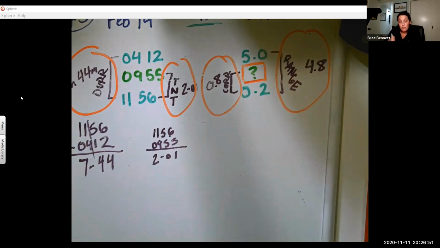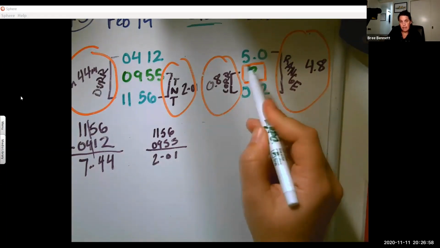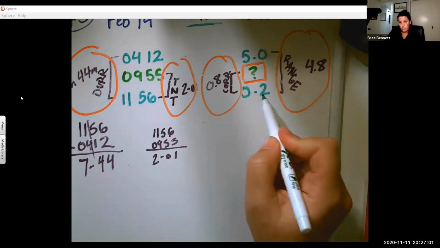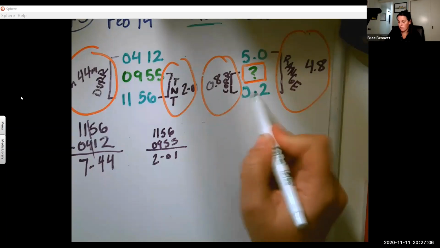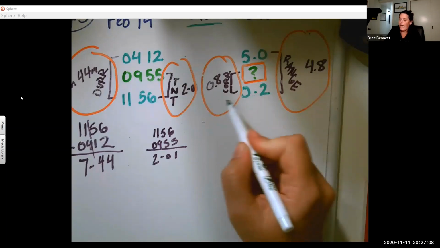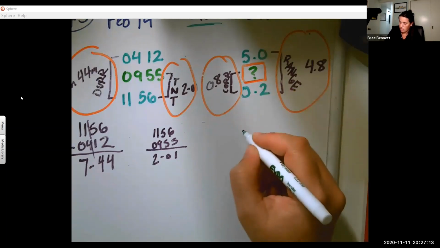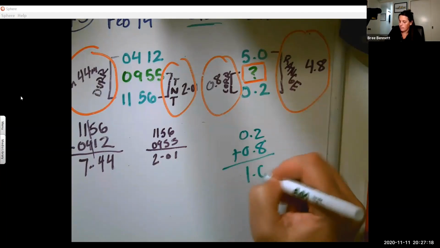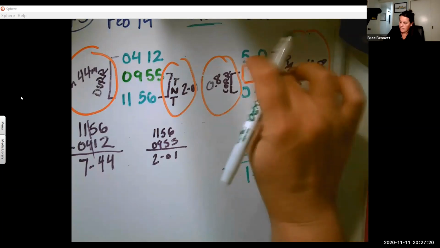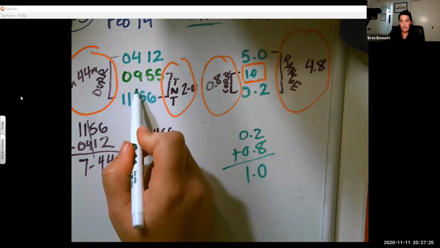Now, do I add or subtract that 0.8? I know that I have to be in between my 5 and my 0.2. If I subtract it, I'm going to go below my 0.2. So I'm going to add it. 0.2 plus 0.8 gives me 1.0. So I have a tide of 1.0 at 9:55.